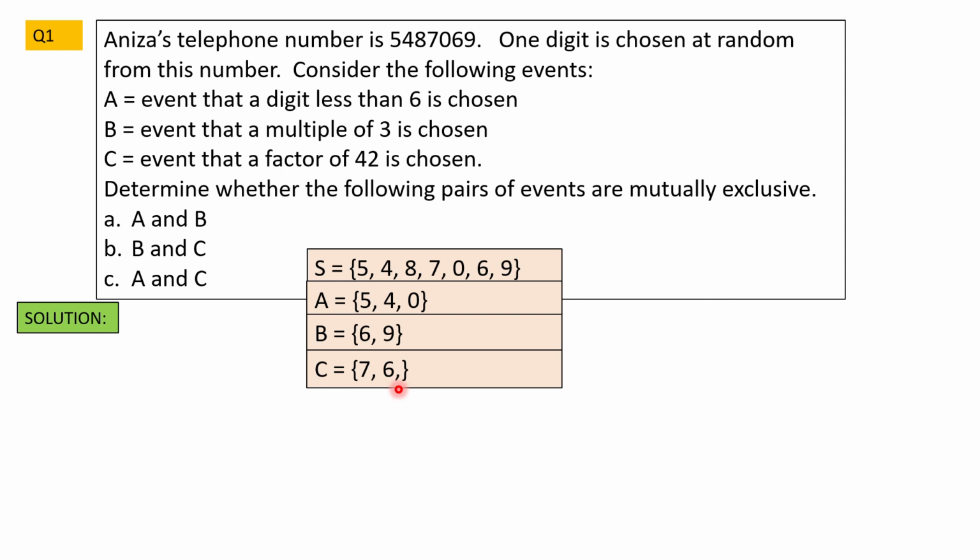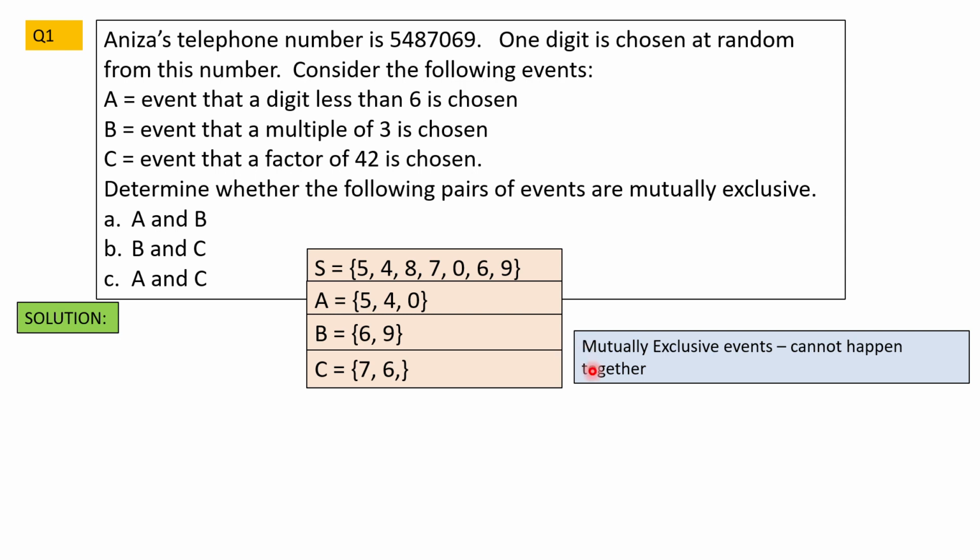Now before that, you need to know what mutually exclusive events are. So remember, mutually exclusive events means the events cannot happen together. Remember, mutually exclusive events cannot happen together. That means there will be no intersection between the events.